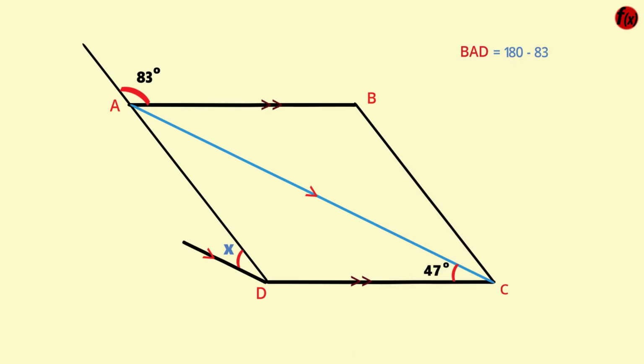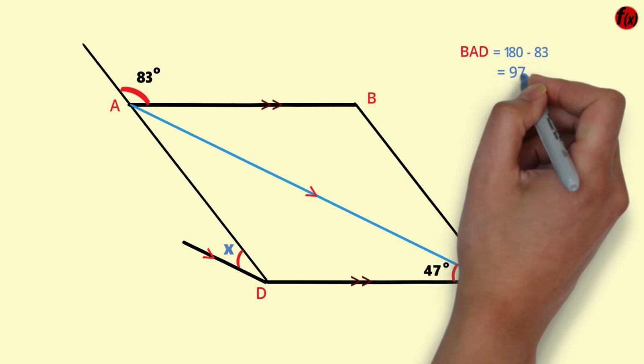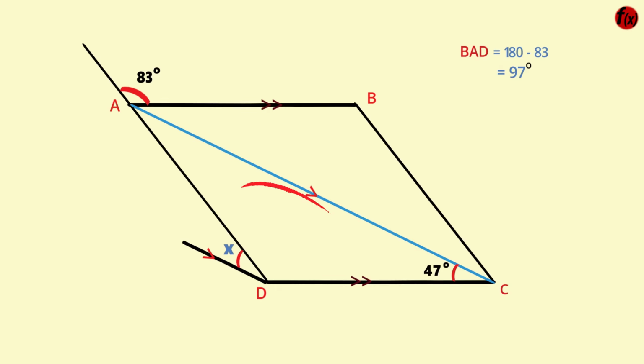The supplementary angle to angle BAD is 83 degrees. So angle BAD equals 180 minus 83, 97 degrees. In triangle ADC, we know angle ACD equals 47 degrees. To find angle X, which is angle DAC, we use the fact that angle ADC plus angle DAC plus angle ACD equals 180 degrees. But first, we need angle ADC.